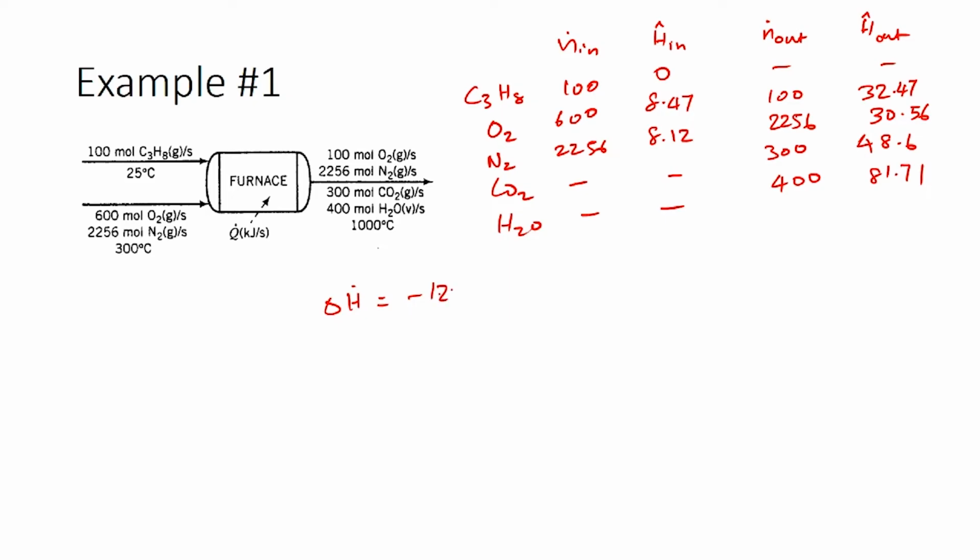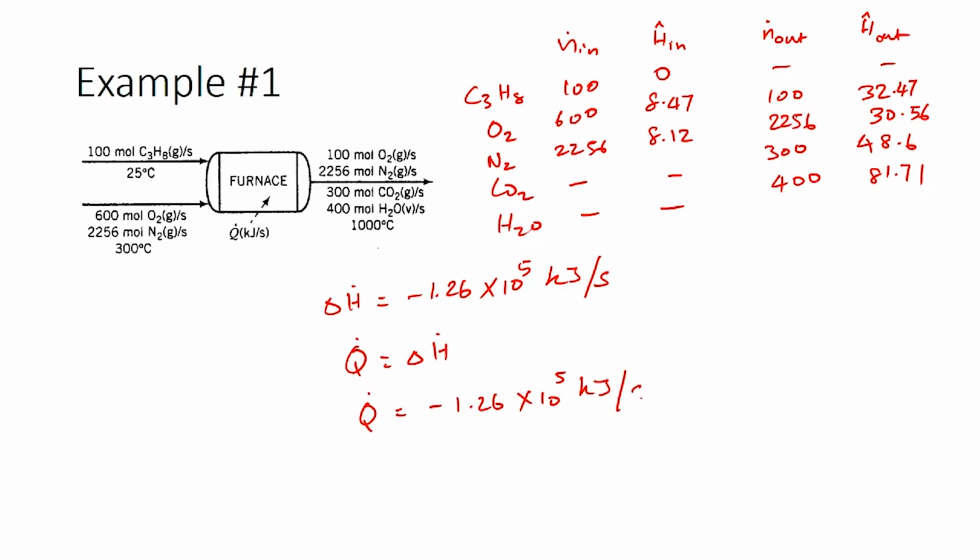minus 1.26 times 10 power 5 kilojoules per second. So, substituting this back into the general energy balance equation we had, Q dot equals delta H dot. So, which means Q dot is equal to minus 1.26 times 10 power 5 kilojoules per second. So, this is the value we have for Q.